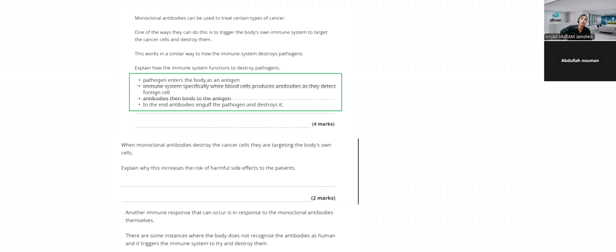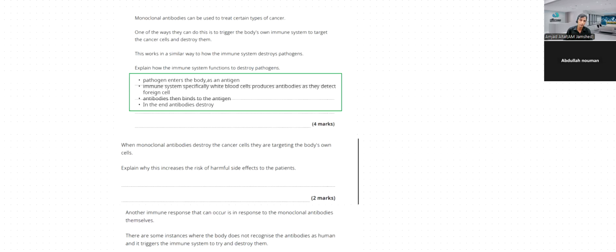How? Engulf? Antibodies are just like a Y-shaped structure that's going to attach. Then antibodies, in the end, bind to the antigen and destroy it. Yes. But still, we need some improvement here.